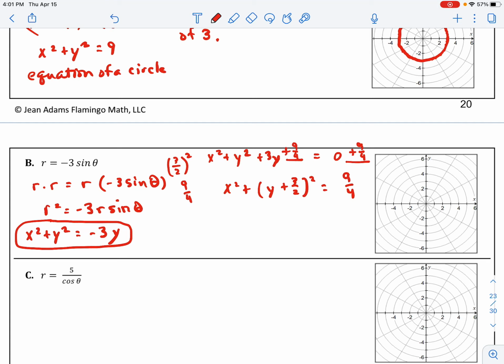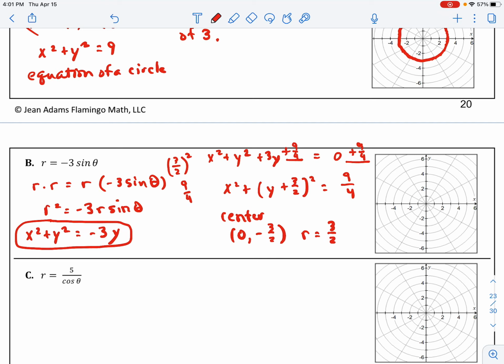X squared plus, we've just completed the square. And now what we should see has a center 0, negative 3/2, and a radius of 3/2. Because remember, this is like the radius squared. And so if I was going to take the square root to find what my radius is, it would be 3/2.